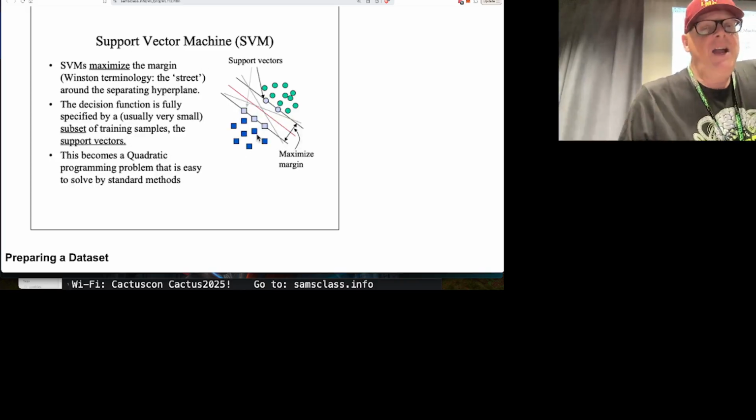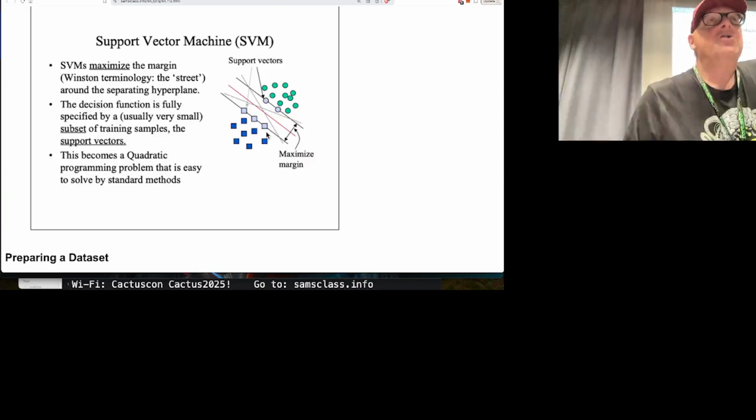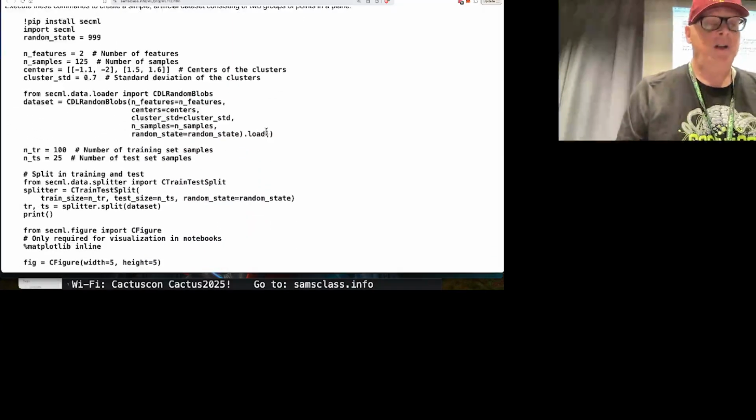And that line depends only on these points right here, right at the edge. So if you remove or change these green dots, it has no effect at all. These are what's called the support vectors, and you only need to include them when calculating the border. It's crazy how easy that is, and it's still quite powerful. So support vector machines are one of the more popular machine learning models.